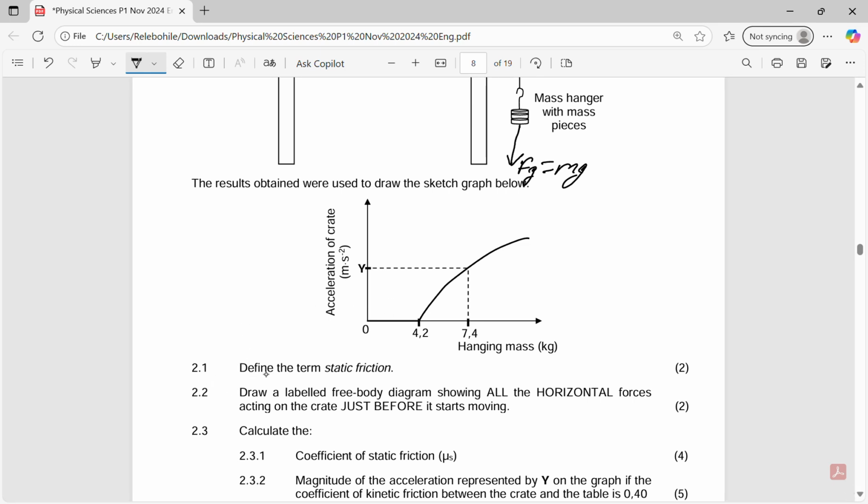The first one says we have to define the term static friction. For us to give this definition, we have to remember what static is. It means that an object is stationary. And friction talks about the opposition of the motion of an object, basically, right? So static friction will have to do with our friction working on a stationary object, meaning that our friction here doesn't want the object to actually move. And we will get that definition from our exam guideline.